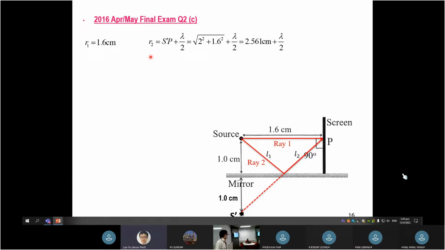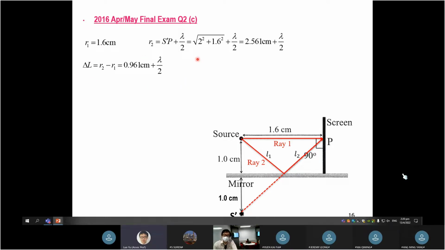Then R1 and R2 are given. Delta L equals R1 minus R2. This is what I said: you have to calculate in this way. This is why it's difficult, because now you have to find out your delta L on your own. You cannot directly apply the formula d sin theta from the formula sheet. So now you have to find it out.